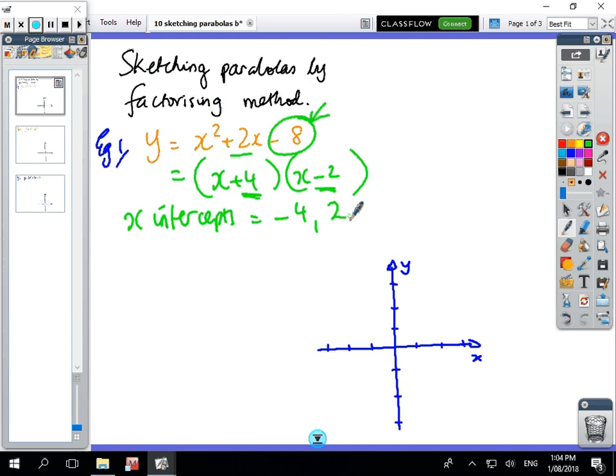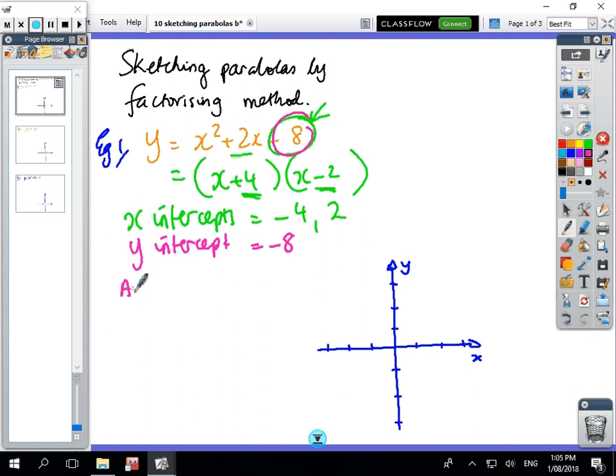Thanks, you're going to shout out a bit louder. Okay. The y-intercept. Give me a shout out. What's the y-intercept? Negative 8, someone said, and that's the number at the back, so that's the right answer.